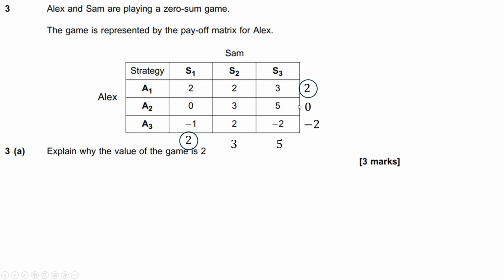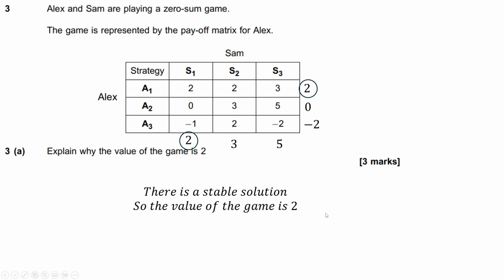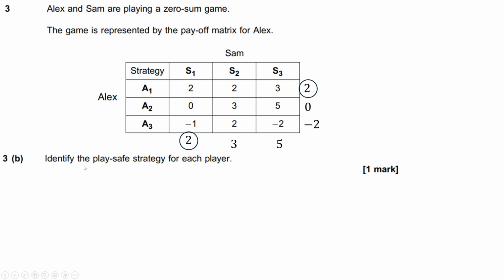Right, so 2 equals 2, so we've got maximin equals minimax, therefore there's a stable solution, and the value of the game is 2. The play safe strategy would just be that Sam always plays S1, and then Alex always plays A1, right? Because then, if they're just playing their play safe strategy, they're not trying to win as much as possible. The main idea is that they're trying to lose as little as possible.